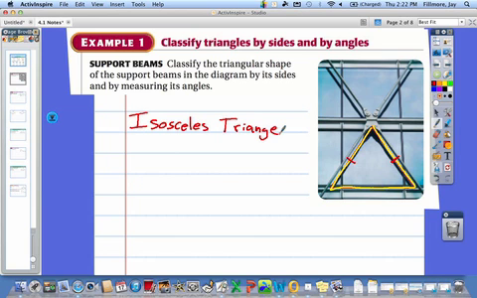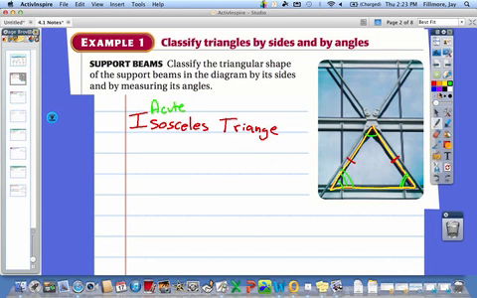And if I'm classifying it by angles, we don't know if all these angles are equal, but they do all appear to be less than 90 degrees, so I can call this an acute triangle. If I wanted to combine these into one word, I could also just say an acute isosceles triangle if I want to combine it into one single statement, and that would be permissible. And that's classifying it by sides and by angles.